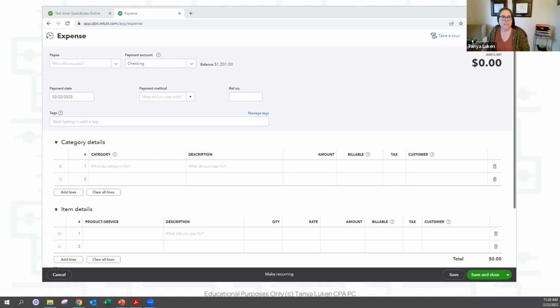And then Nancy asked if we have QuickBooks Pro, if we can share access with employees. Yes, you would go under the gear icon to manage users there.